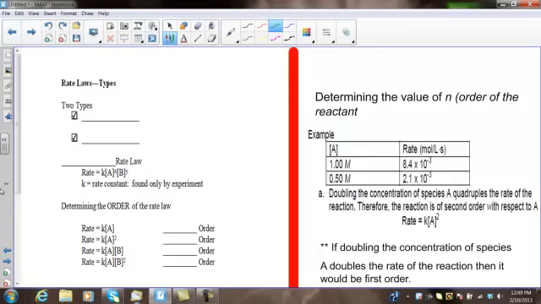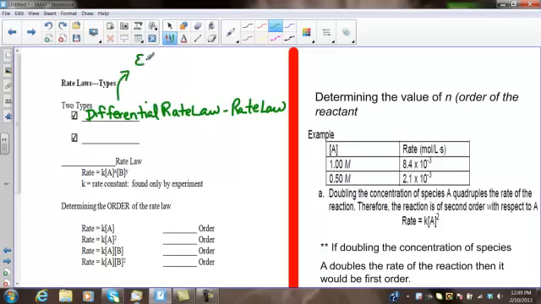Okay. When it comes to rate laws, we have 2 different types. The first type that we have is called a differential rate law, which from this point forward is really just called a rate law. So whenever we see rate law, we're really talking about a differential rate law. And what do we know about a rate law? It expresses how the rate of a reaction depends on concentration.